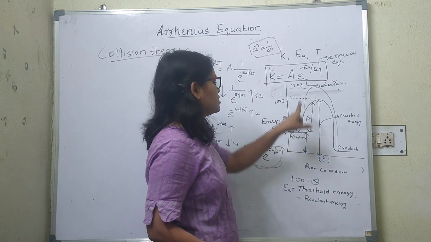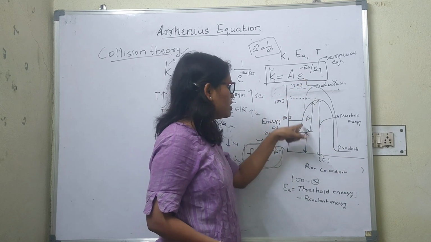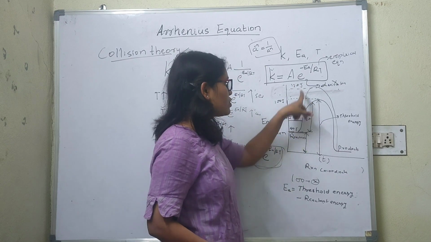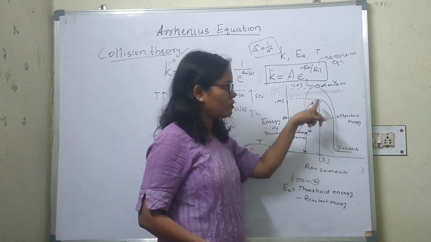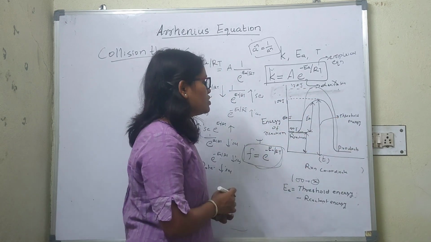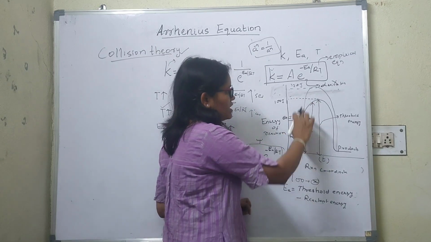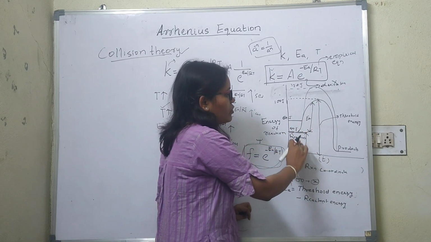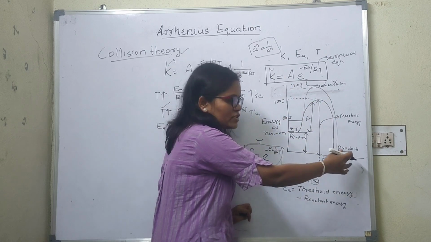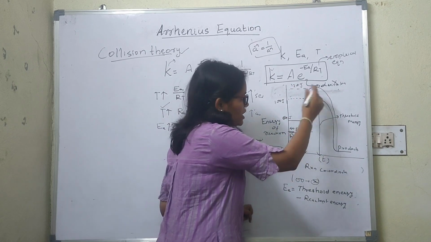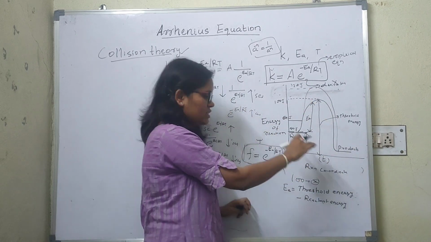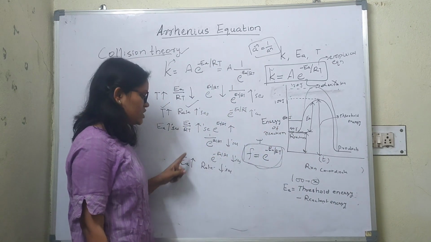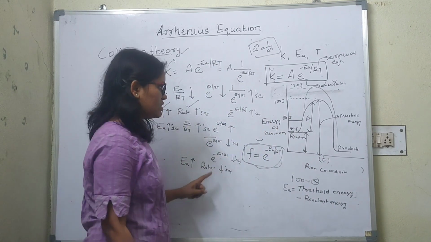Now they need 60 plus 20, that is 80 joules of energy to cross this activation energy barrier, or threshold energy barrier. So that means with increase in activation energy, more energy is required for the reactant molecules to give products. So that will be even harder. So the rate of reaction decreases. So with increase in activation energy, rate of the reaction decreases.